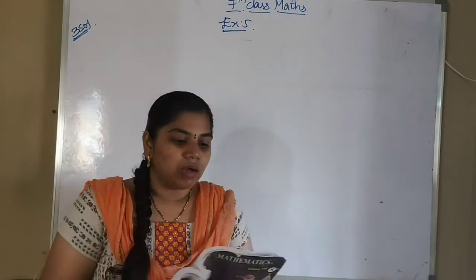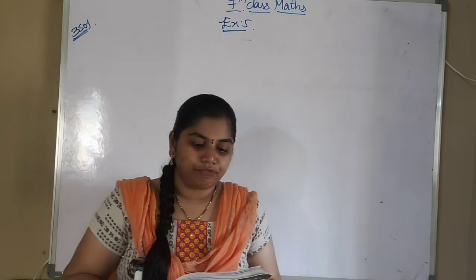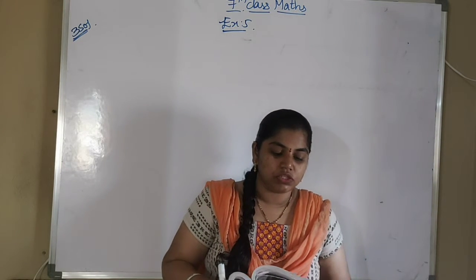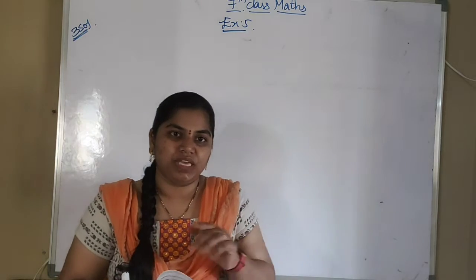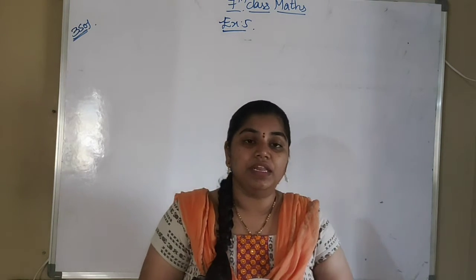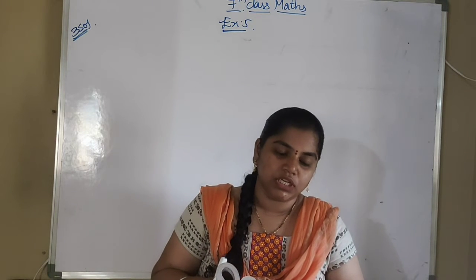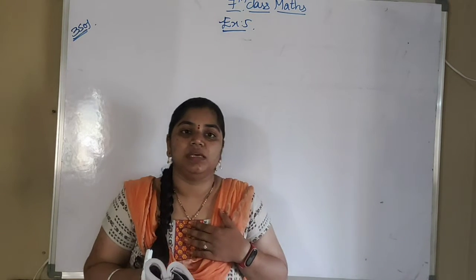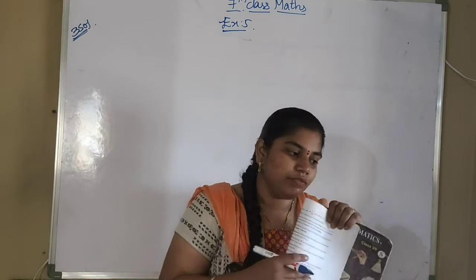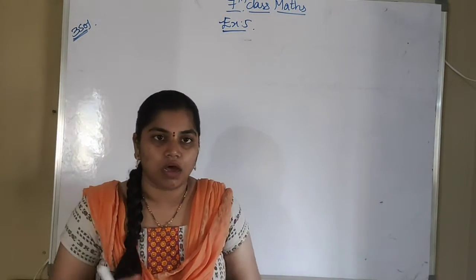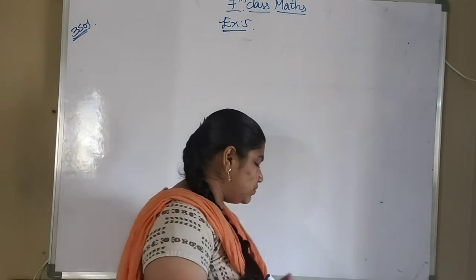Next, Ramu sold a plot of land for 2,40,000, gaining 20%. He sold, that means he gave the SP value, and the gain percentage is also given. So for how much did he purchase the plot? We have to find the CP value. Already I gave you the formulas on how to find profit and loss, so we will apply those formulas here.